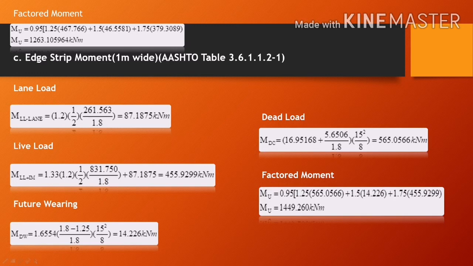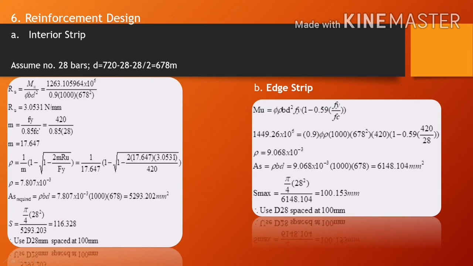For edge strip moment, the moment for lane load is equal to 87.1875 kilonewton meter. For live load is equal to 455.9299 kilonewton meter. For future wearing is equal to 14.226 kilonewton meter. For dead load is equal to 565.0566 kilonewton meter. And then we solve again for the factored moment, which is equal to 1449.260 kilonewton meter. The sixth step is the reinforcement design.